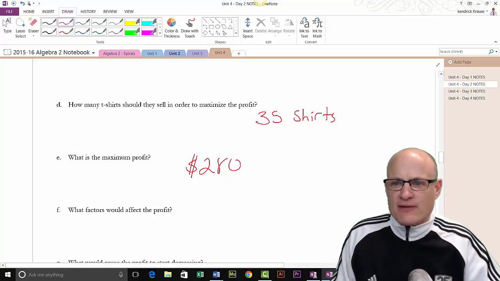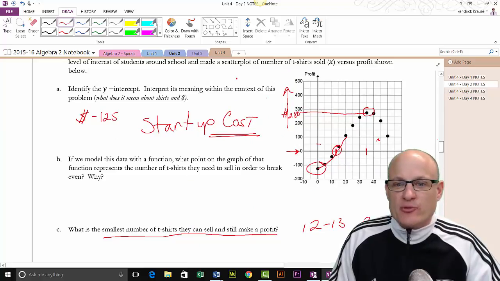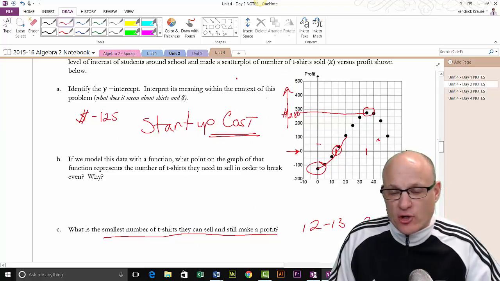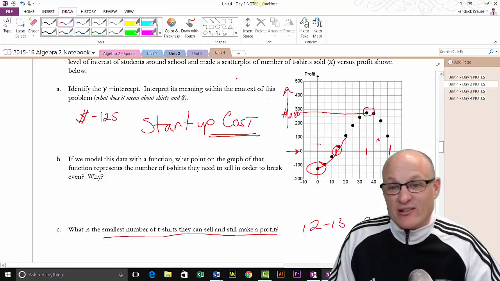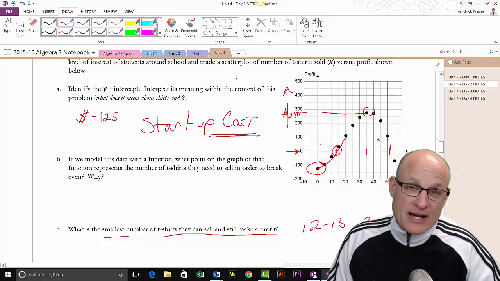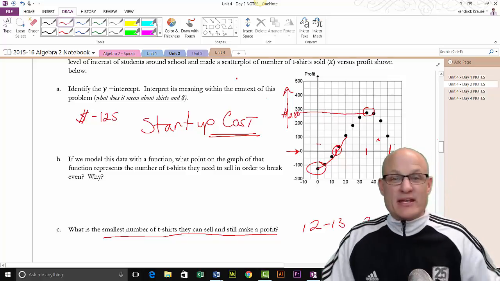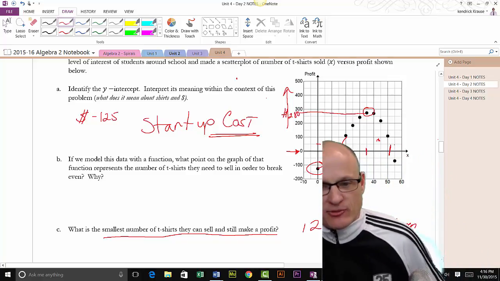What factors would affect the profit? Well, if you sell too few shirts, you don't make any money. If you have too many, like 50 of them, maybe you don't get as many people buying them, and maybe you only sell like two-thirds of them. If I made 50 shirts and sold them, I might not be able to make as much money. Or if I make too many shirts, then people won't want to spend as much, or maybe the novelty will wear off. So sometimes you got to be careful.